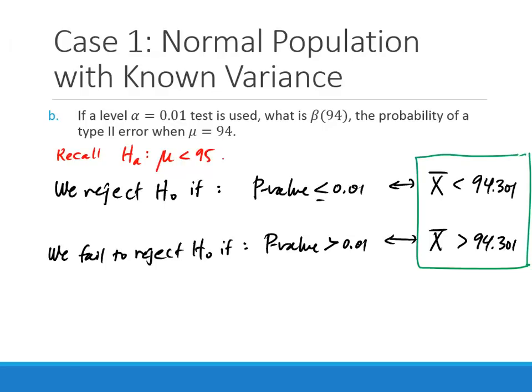Thinking about our decision rule for these tests, we reject the null hypothesis if our p-value is less than 0.01, and we fail to reject if the p-value is bigger than 0.01. What we worked through in the calculation was figuring out what value of our sample mean x bar would give us a p-value of less than or greater than 0.01. That's 94.301. So if our sample mean was less than 94.3, we reject the null hypothesis, and if it was bigger than that, vice versa.